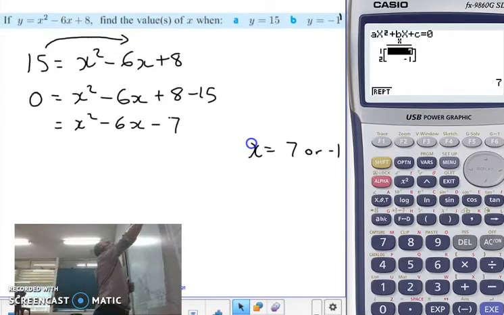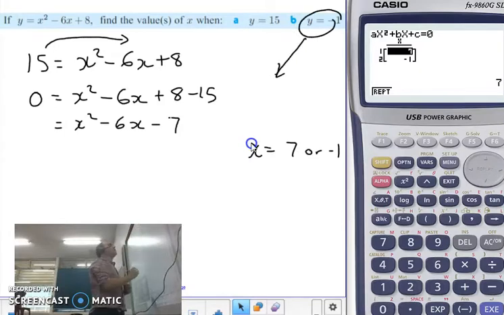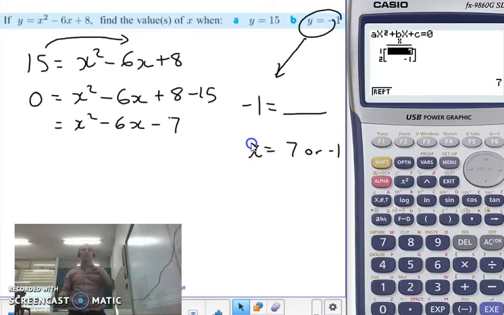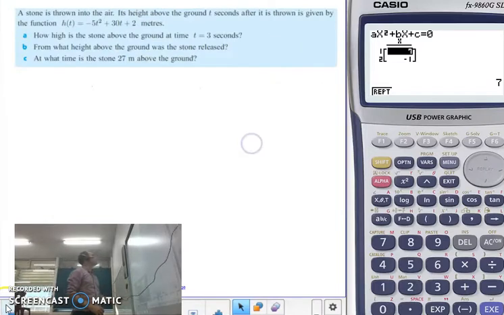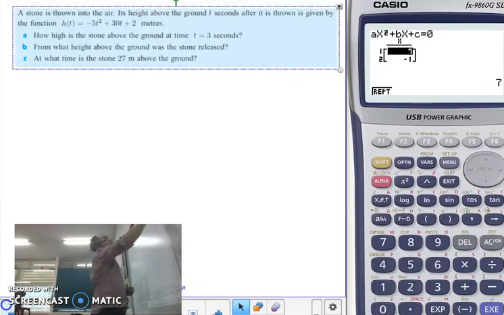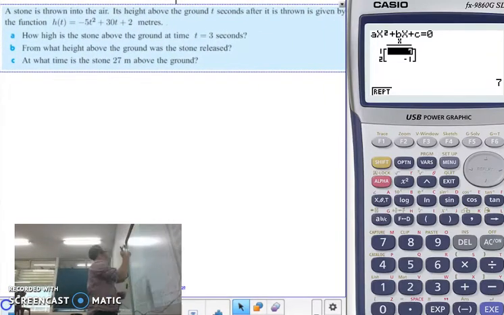So when you get an equation, insert that on the left hand side, rearrange it, and then use your calculator to solve for the values of x. We can use this in a situation like this. So a stone is thrown into the air, its height above the ground, t seconds after it's thrown is given by the equation or the function. Height of the time is equal to negative 5t squared plus 30t plus 2 meters. How high is the stone when t is equal to 3?